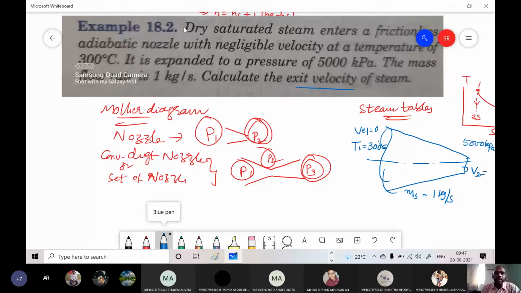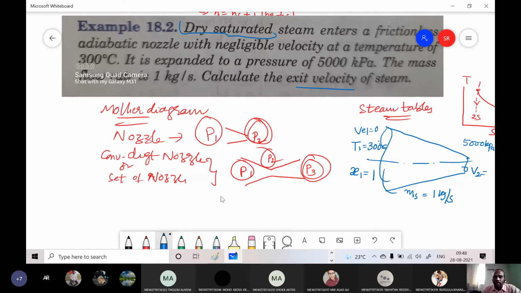Now, he mentioned dry and saturated steam. What is the dryness fraction at the inlet? Dry saturated steam, so it is 1, because it is dry and saturated. This problem we can solve by using steam tables as well as the Mollier diagram. Now the inlet temperature is given and the exit pressure is given.